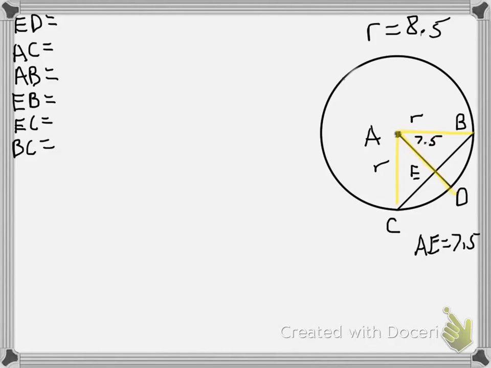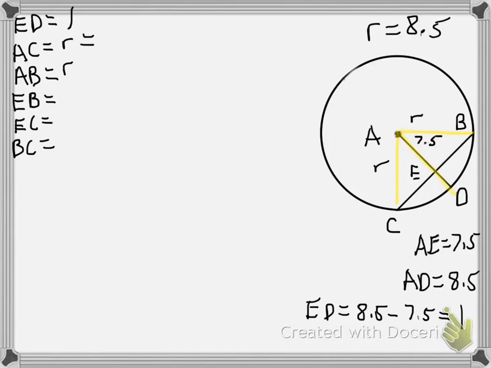That's R, that's R. And so we know A to D is 8.5, which leaves E to D as 1. 8.5 minus the AE, which is 7.5, which leaves it as 1. So ED is 1, whatever the units are. Now I already labeled the radii, and so AB is R, and so is AC. They're both R, and we know the radius is 8.5.